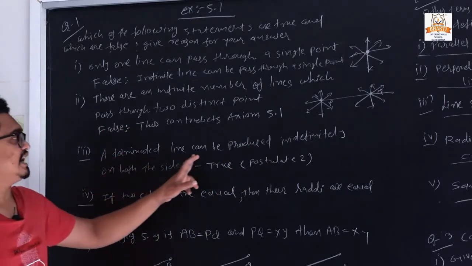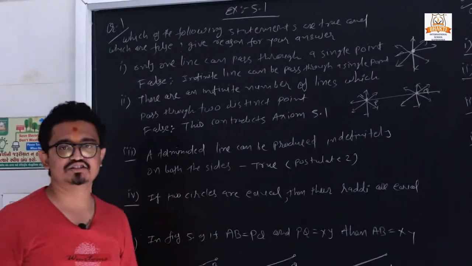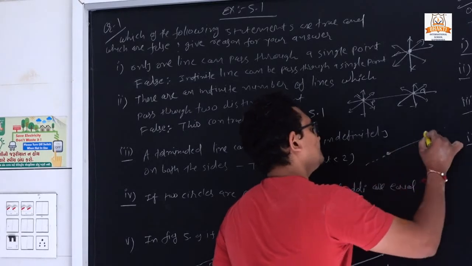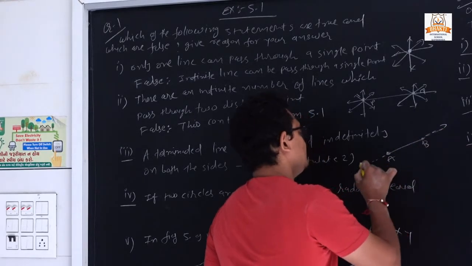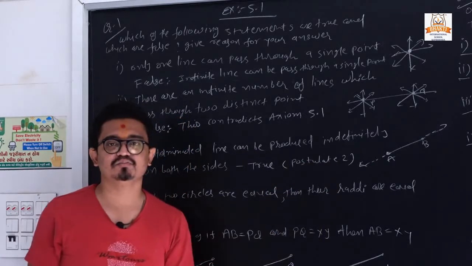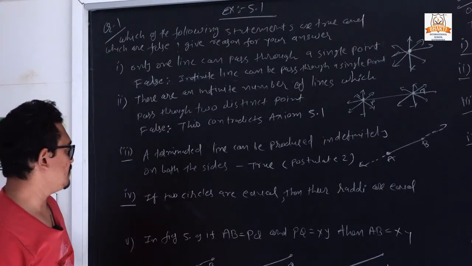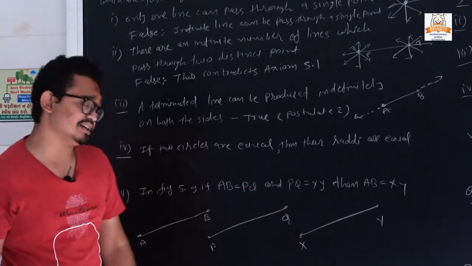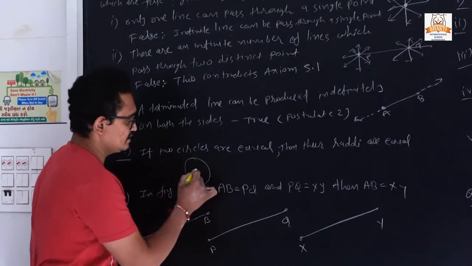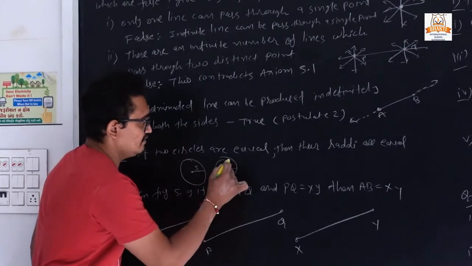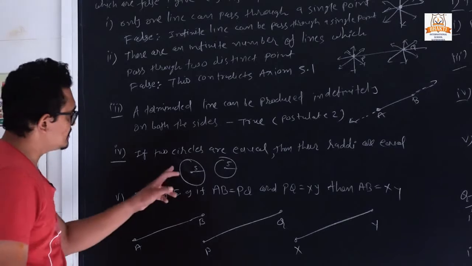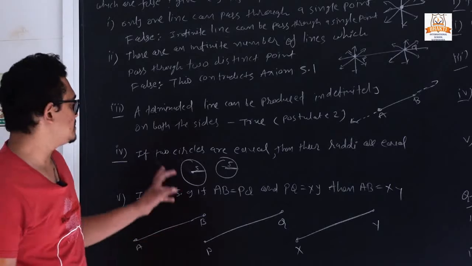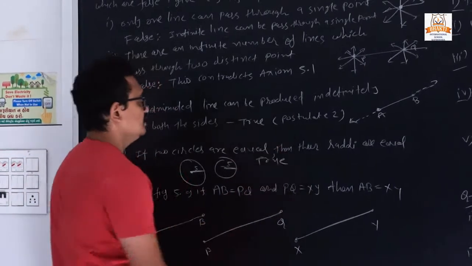Next, a terminated line can be produced infinitely on both sides. It is true. Clear? A terminated line we can draw like that. So it means what? It is actually our postulate 2. Clear? So it is a true statement. Now fourth, if 2 circles are equal, then their radii are also equal. Yes, because if we take a 5 centimeter radius, and second we once again have a 5 centimeter radius, it means if 2 circles are the same, their radii are also the same. Clear? So this statement is true.